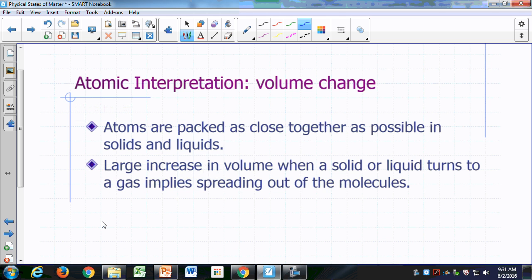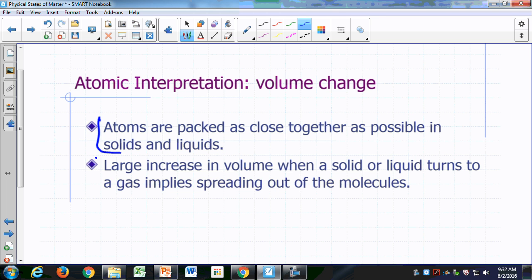First, let's take a look at the volume change. In terms of the change in volume, when a solid turns into a liquid, there's a very slight change in the volume. The reason for that is that atoms are already packed as close together as possible in solids and liquids. What we'll see later is that in the liquid, they just have a little bit more movement, but they're still packed as closely as possible, so there is no significant change in volume.